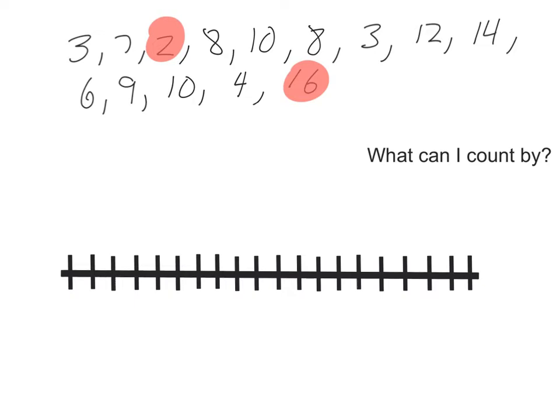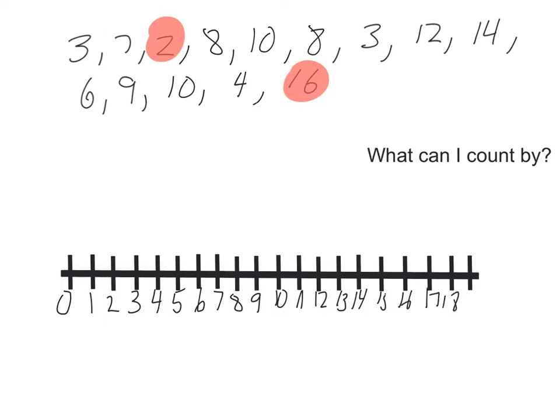So I'm actually going to start a little bit lower than 2. I'm going to start with 0 and number each hash according to my pattern of ones because I know that they all will fit. And I can see that I've reached 16, so I know that all of my data will fit.